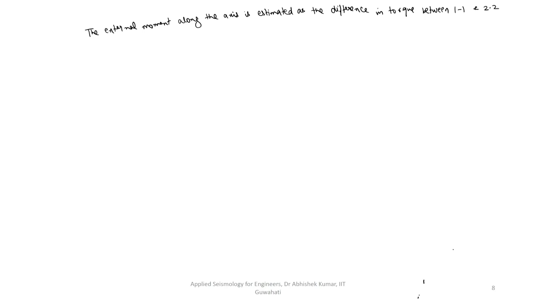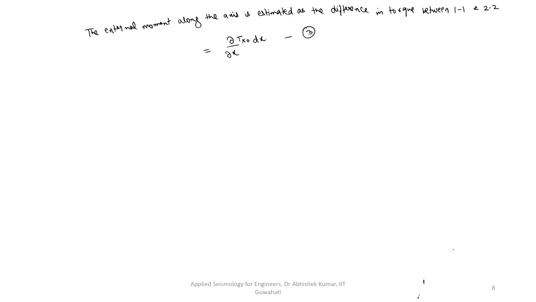The external moment, which is basically given in the right hand side of equation 1 along the axis, so the axis of the cylindrical rod we are referring to here, is estimated as the difference in the torque which we have already estimated before writing equation number 1. So, the difference in torque between 1-1 and 2-2, which is already calculated as dou by dou x of T x naught dx.